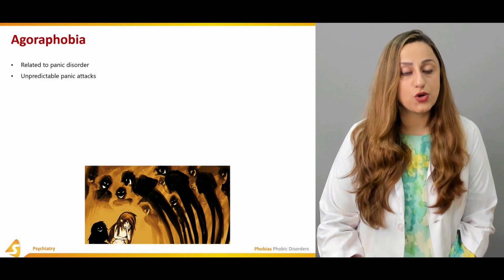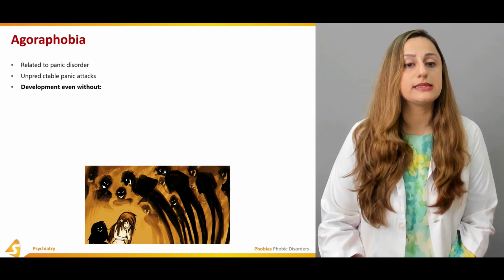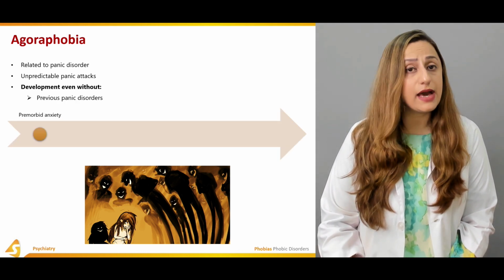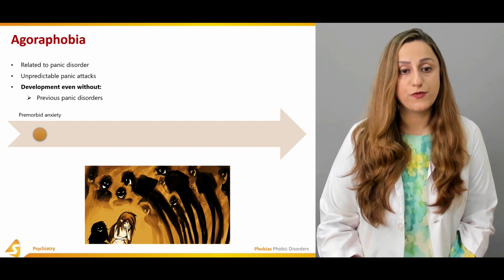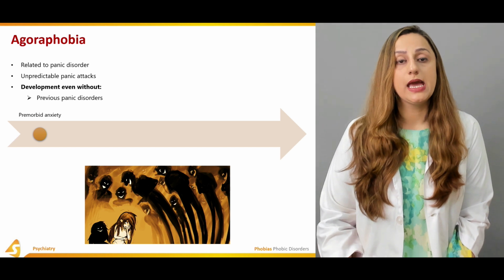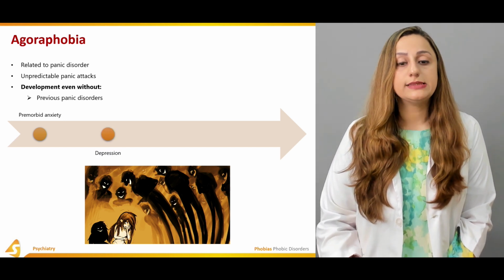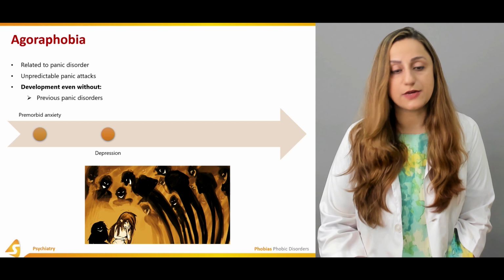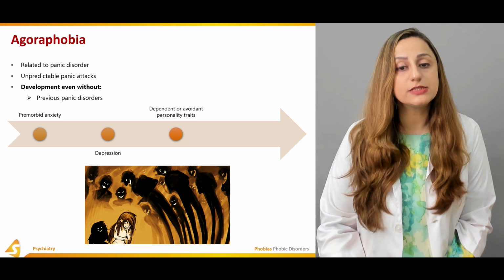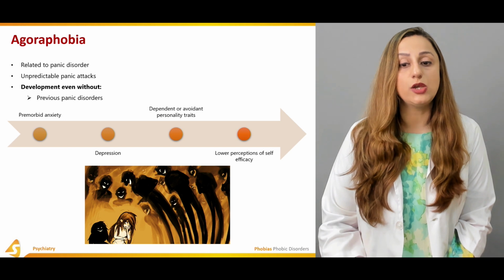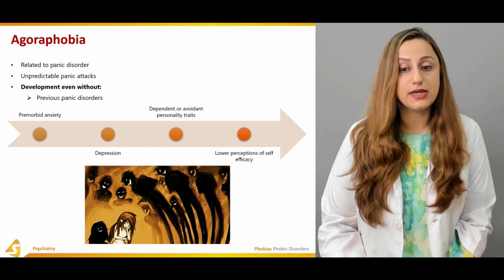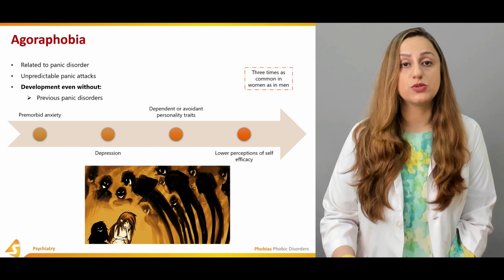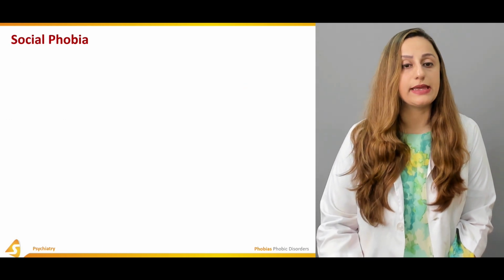Agoraphobias are related to panic disorders. They are unpredictable panic attacks in these situations, and the development, even without the previous panic disorders. Sometimes the people may or may not have a past history to such agoraphobias. A premorbid anxiety is usually what the person will give you a history of. Then the person can be suffering from depression. So this is one of the comorbid states that the person can be suffering from. Then the dependent or avoidant personality traits are seen in these individuals, and the lower perceptions of self-efficacy are again seen in these individuals. 3 times as common in women as in men. So this is the prevalence rate that we have to keep in mind.